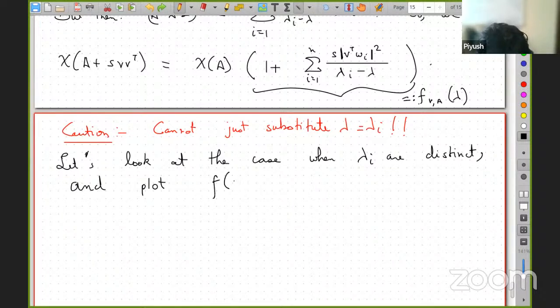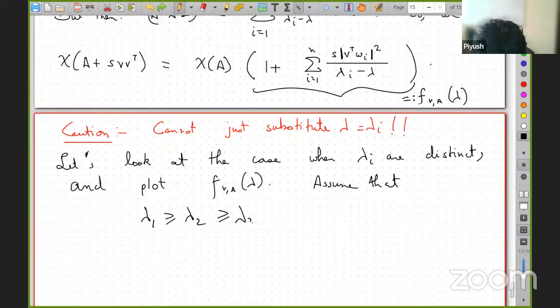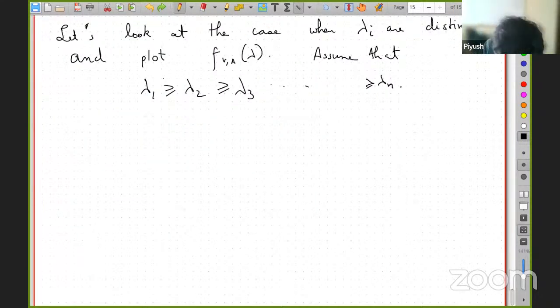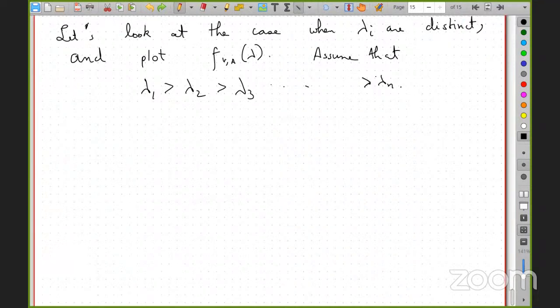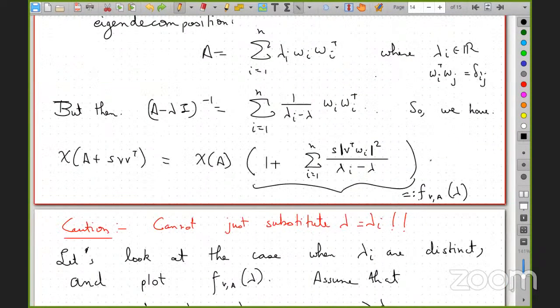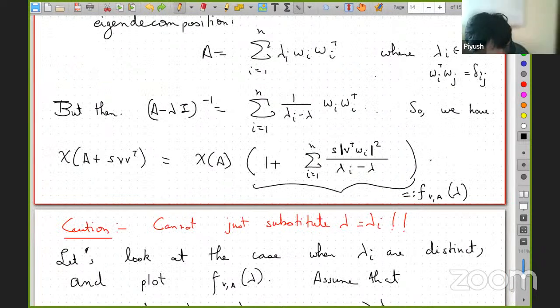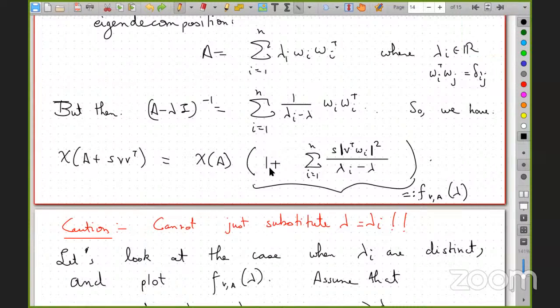f. So assume that you have lambda_1 bigger than lambda_2 bigger than lambda_3. Actually, let's say they are distinct, so they are all different. So the above equation is true as a polynomial identity, right? Well, that's not a polynomial identity, that's the point. Yes, it is true if you clear fractions.